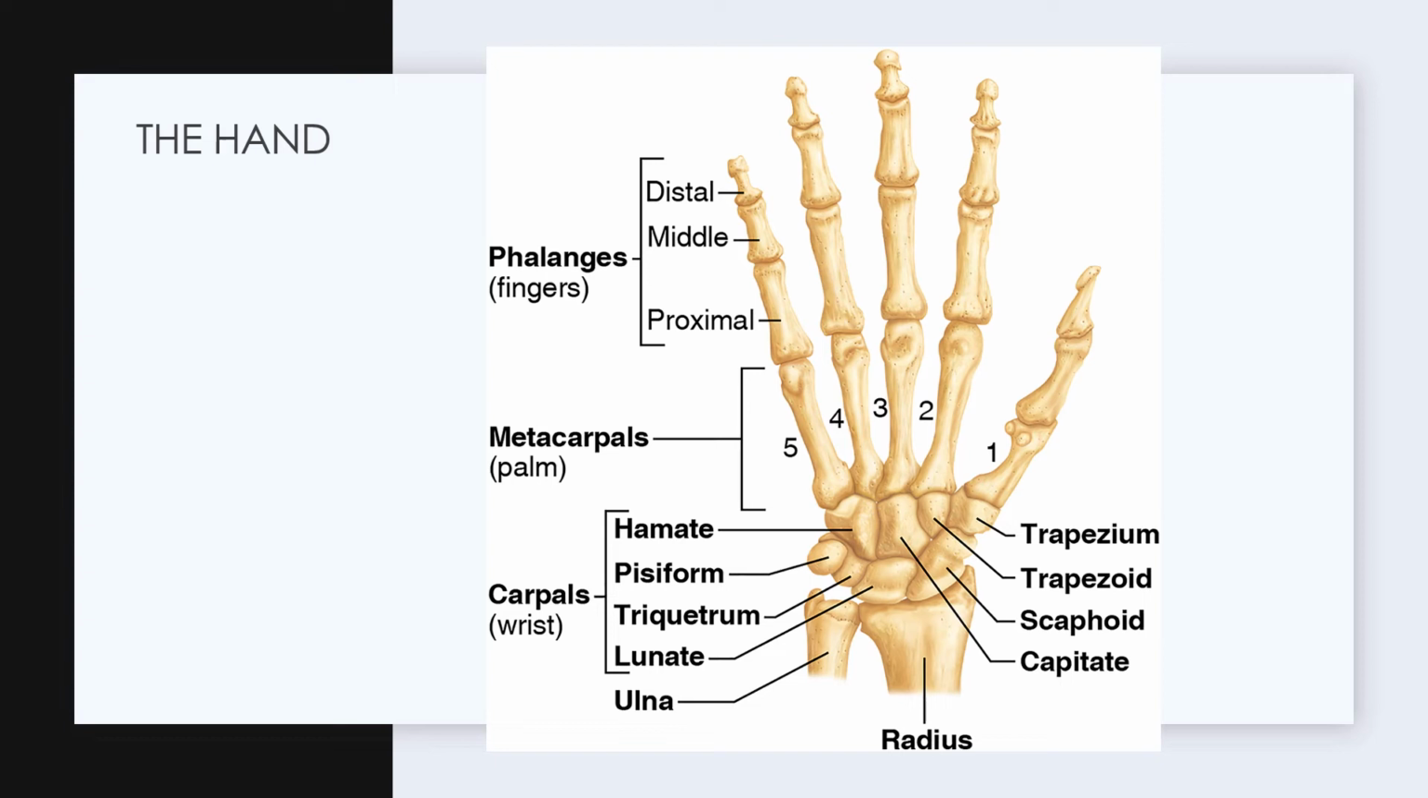So here's a skeletal depiction of the hand. It consists of carpals, which is your wrist, metacarpals, your palm, and phalanges, your fingers. There are 8 carpal bones of the wrist.